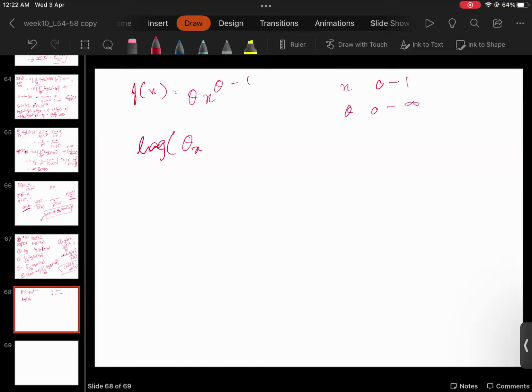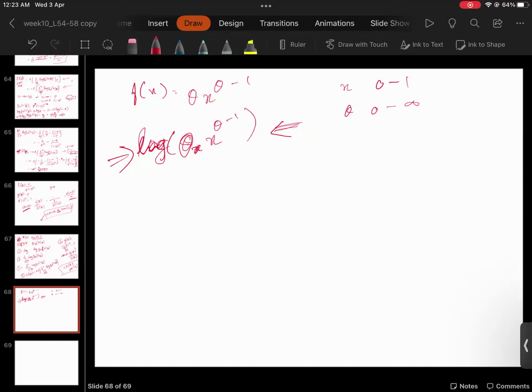Am I writing it wrong? Is it subscript? No, it's not subscript, it's just theta into x. Wait, this is superscript: x power theta minus 1. You have to take a log of this. You can Google or use online calculators because you're not expected to know all this. Yeah, I just have to take a log of this.